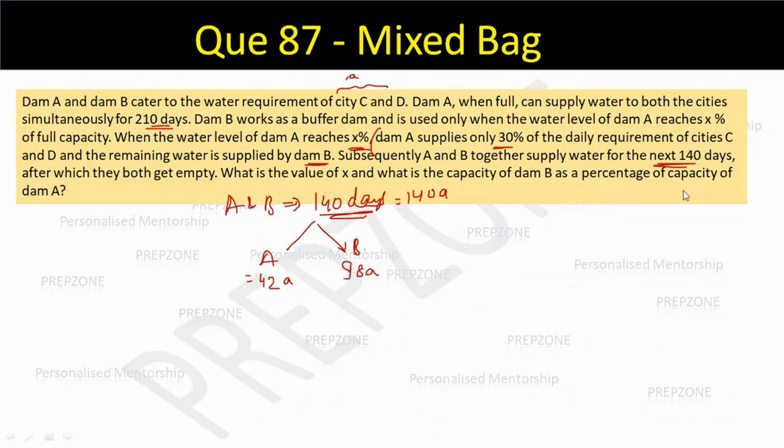अभी यहां से देखो जो दूसरा क्वेश्चन है ना कि what is the capacity of dam B as a percentage of the capacity of dam A, ये तो बहुत डायरेक्टली निकल गया, क्योंकि मुझे पता है B चालू होता है जब and total B 98A लीटर सप्लाई करता है, which means capacity of B is 98A and capacity of A is 210A, क्योंकि एक्चुअल में तो A can supply 210 डेज का वाटर. ओके, so if you just solve this, I think this basically comes out to be 46.67%.